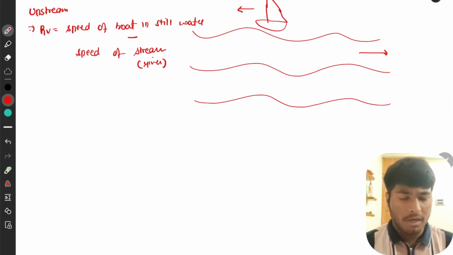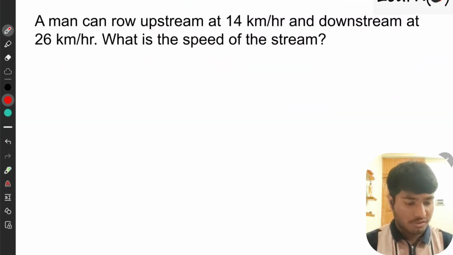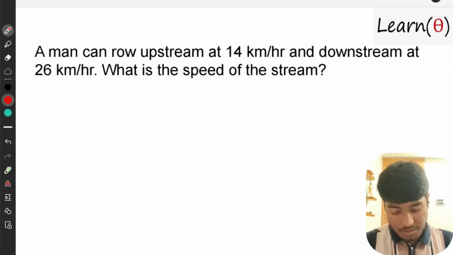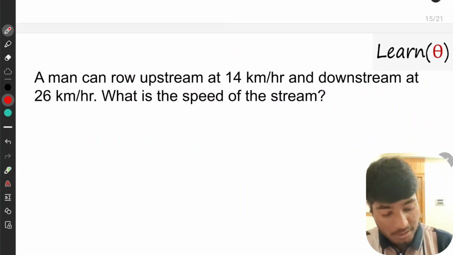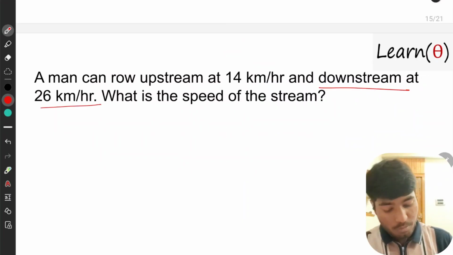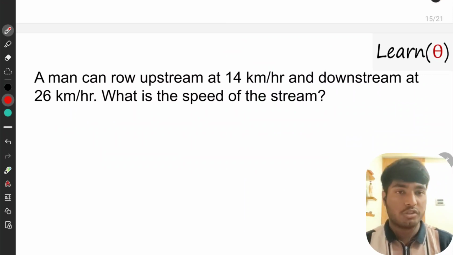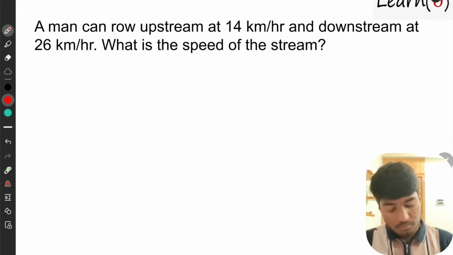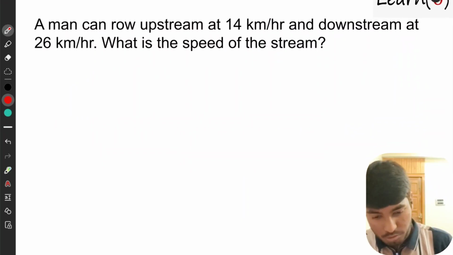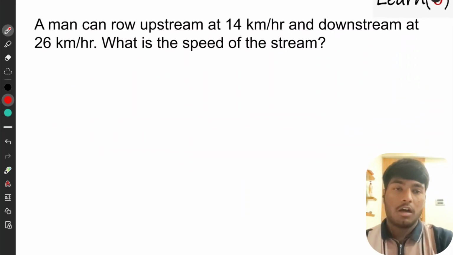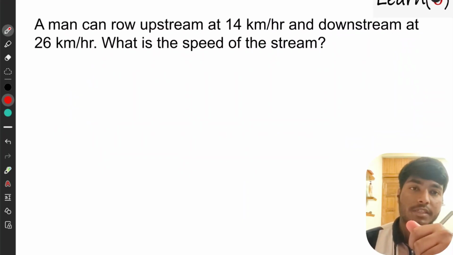Is that clear? Let us solve one or two questions and you will understand it so clearly. So let's begin with it, guys. The question says: a man can row upstream at 14 km per hour and downstream at 26 km per hour. What is the speed of the stream? Good question. Let us see how to solve this question. Well, nothing else is given to me, so how can I say it here?